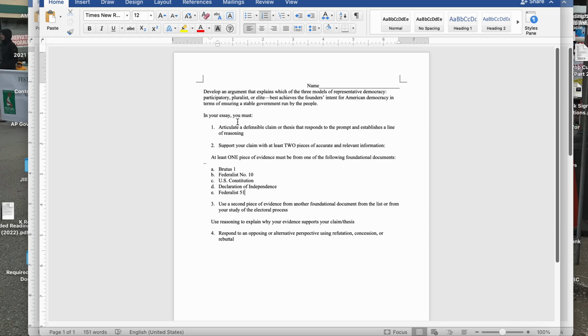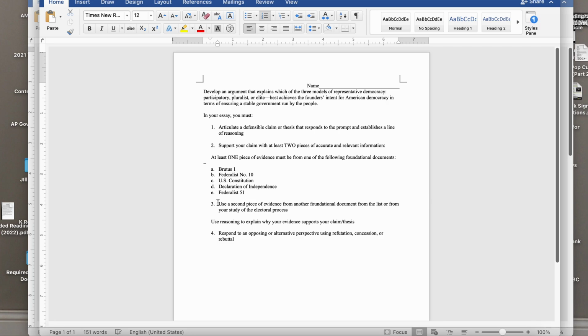And I say in your essay, you must articulate a defensible claim, that's create a thesis, and support that claim with two pieces of evidence. When you begin to tell me why you're right, you must use one of these documents to bolster or support your argument, whether that's Brutus 1, Fed 10, the U.S. Constitution, the Declaration of Independence, or Federalist number 51.